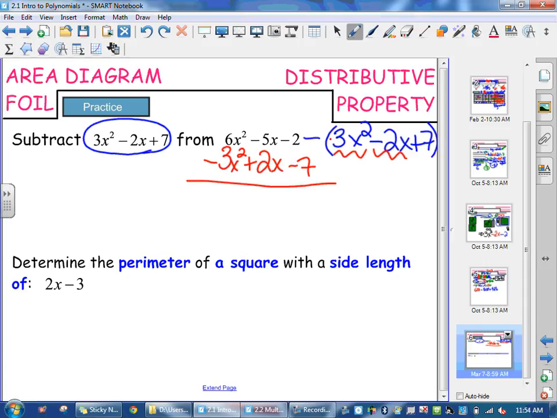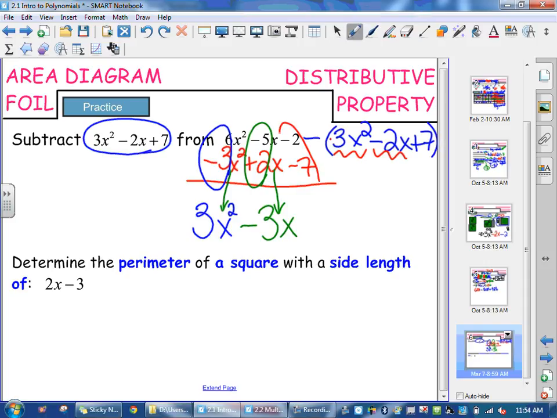Now you put a line underneath and add top to bottom. When you add top to bottom, you're only adding the digits in front. So here we're adding 6 and negative 3. That's going to give us a 3. Drop your x squared down. He goes for the ride because he's attached. The next one, we're going to add the negative 5 and the 2 to give us a negative 3, and the x comes down for the ride.